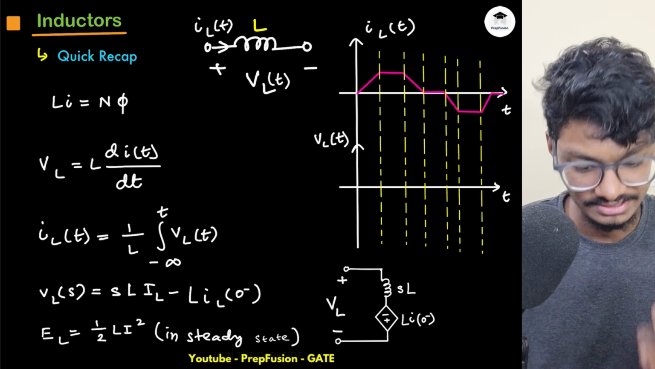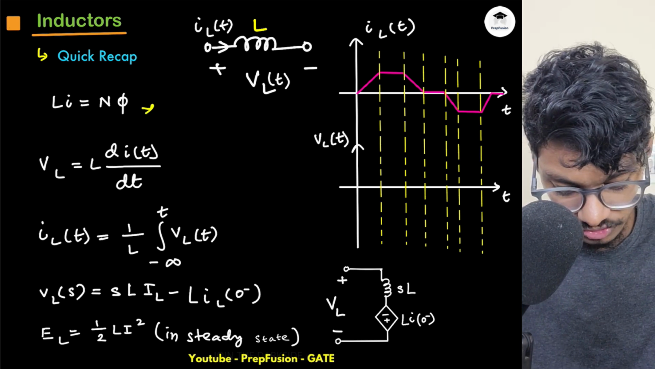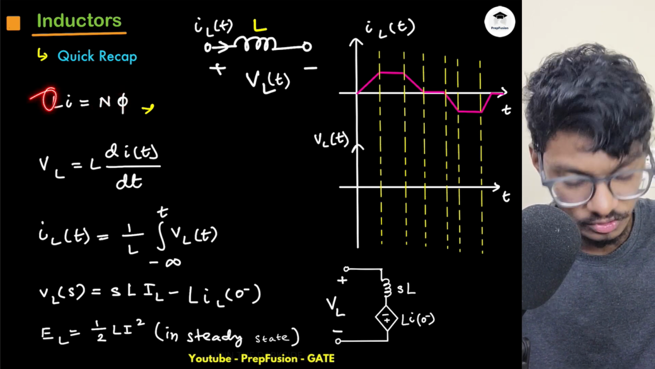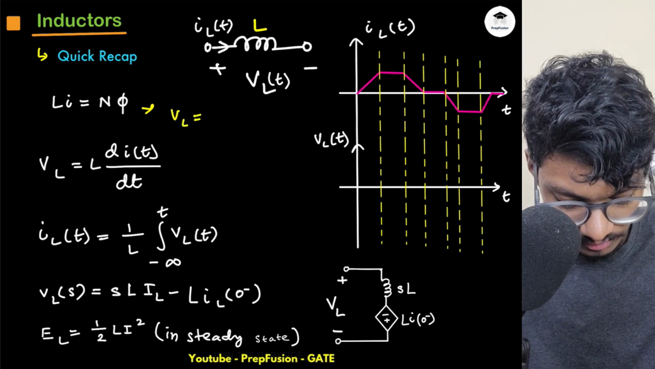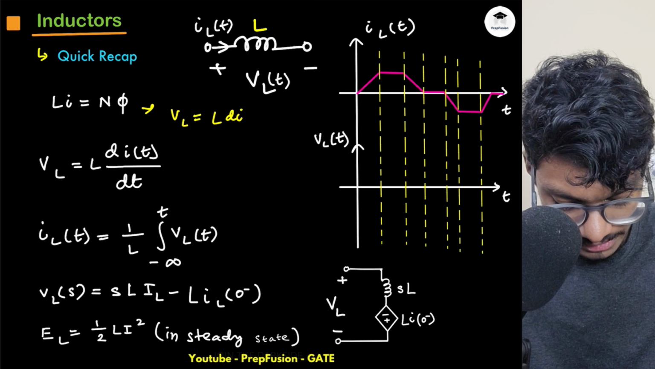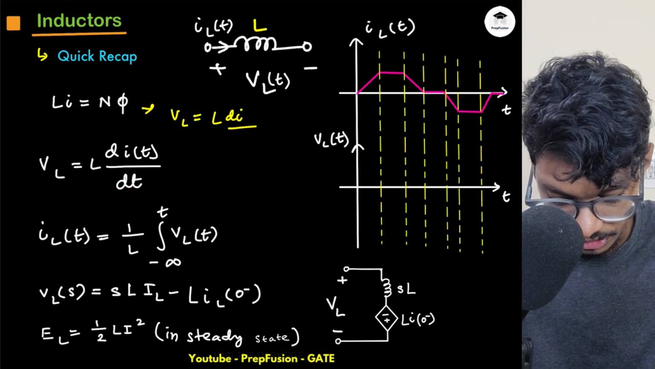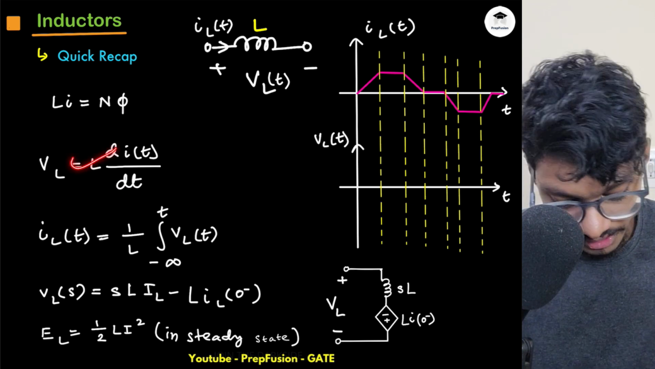Now what else can I say? If I differentiate on both sides, this will be N d phi by dt equals L di by dt, where L is constant. So basically my voltage VL will be L dIL by dt. That is already written over here. So if I differentiate on both sides, now my voltage is related like this.